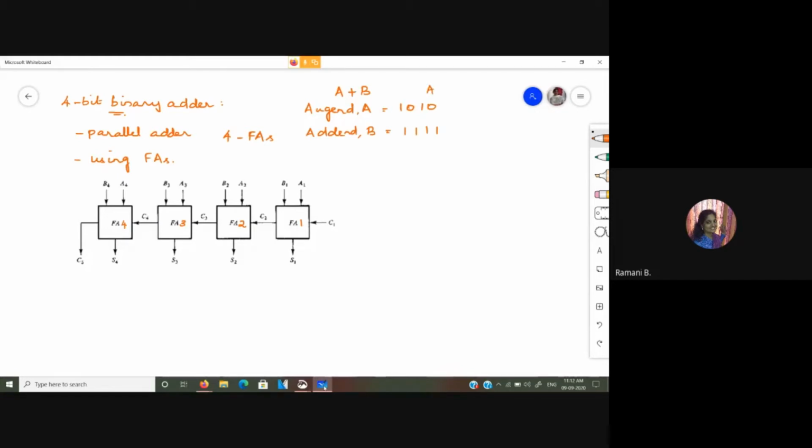So here with respect to A, I am considering this is A1, this is A2, this is A3, and the most significant bit is A4. Similar way for B, I consider this as B1, B2, B3 and B4. Okay, because with respect to adder, simultaneously with the full adder, we can add only 2 or maximum 3 bits at a time.